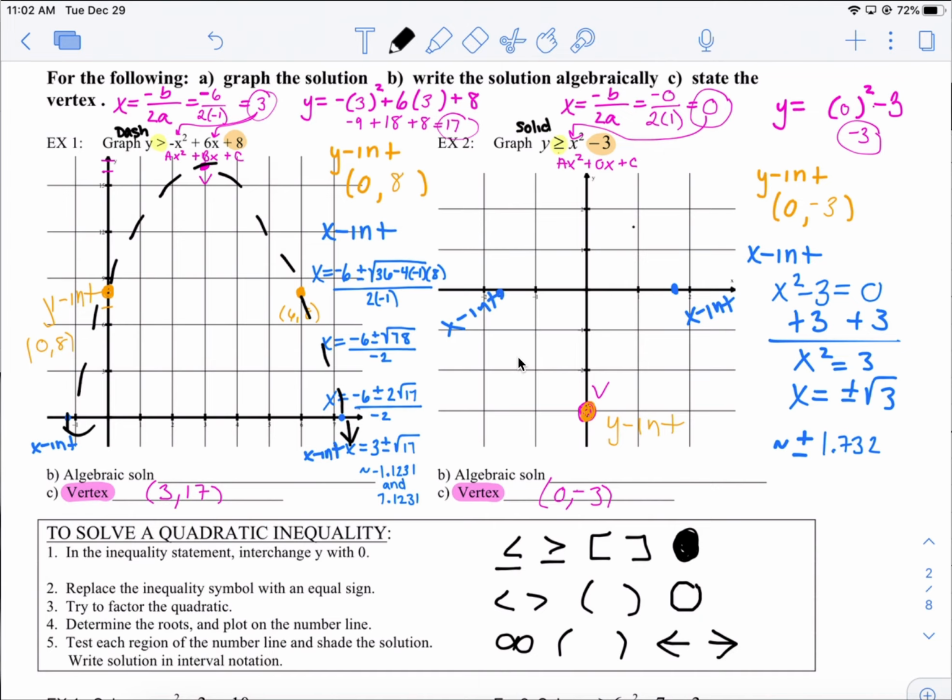First one is facing down like an umbrella because it was negative. Second one is solid, and he is going to face up like a U. Make sure you have arrows on both sides. Remember, you can pause anytime you need to write stuff down.